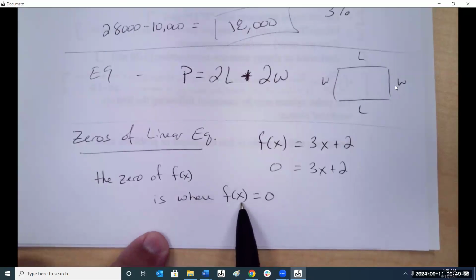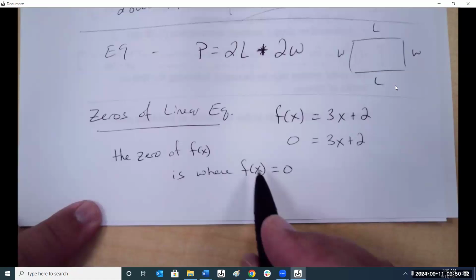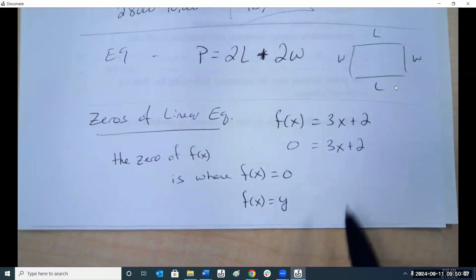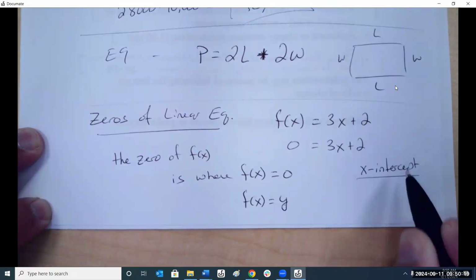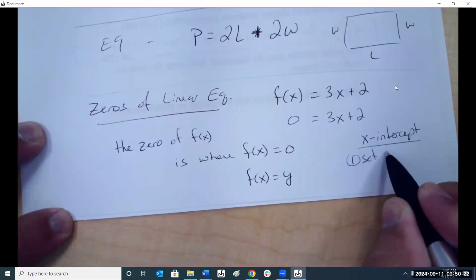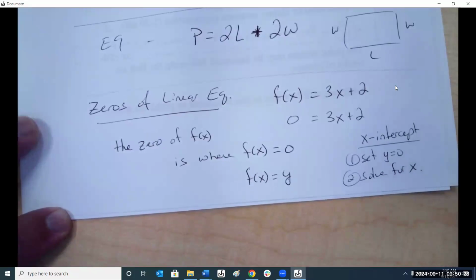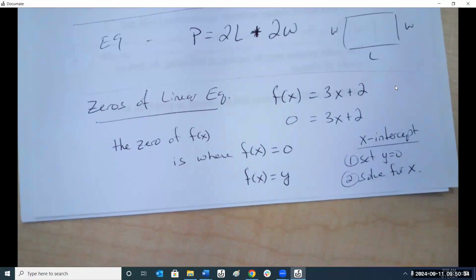If you set f of x equal to 0 and solve for x, what are you finding? Remember, f of x is the same thing as y. If you set y equal to 0 and solve for x, what did you just find? Look back in your notes. How do you find the x-intercept? Set y equal to 0, solve for x. So when you look for zeros, you set y equal to 0 and solve for x. That gives you your x-intercept. That gives you your zero.